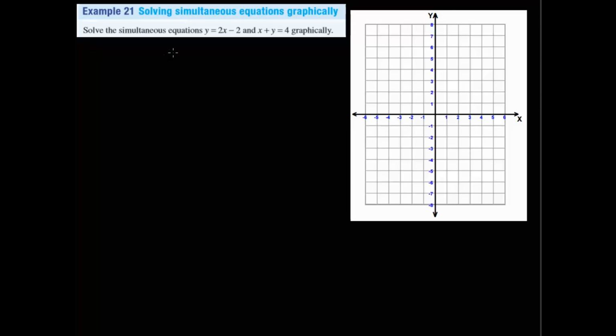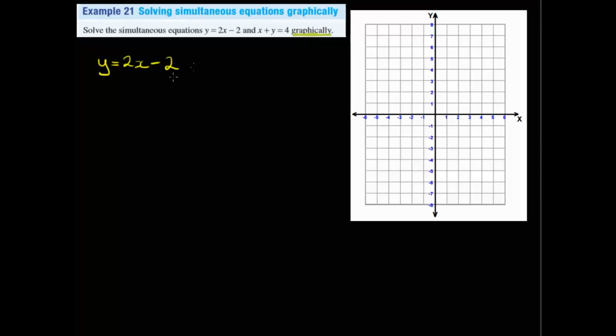We're not asked to solve those two equations by substitution or even elimination. We're actually told to solve them graphically. So that's what we're going to do. We're going to take those two equations and sketch them on this graph over here. The first equation is y equals 2x minus 2.